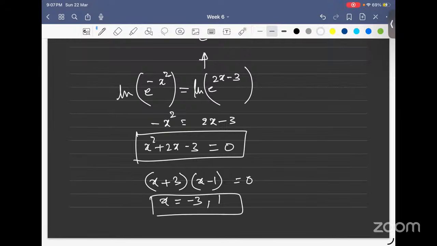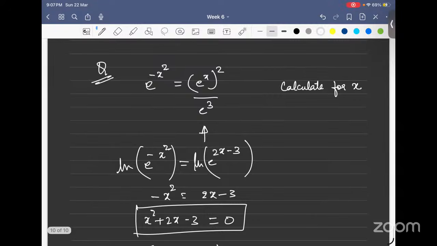Which one should I be taking? 1. Why 1? Why can't I take minus 3? Because for the log, the domain has to be from 0 to positive infinity.